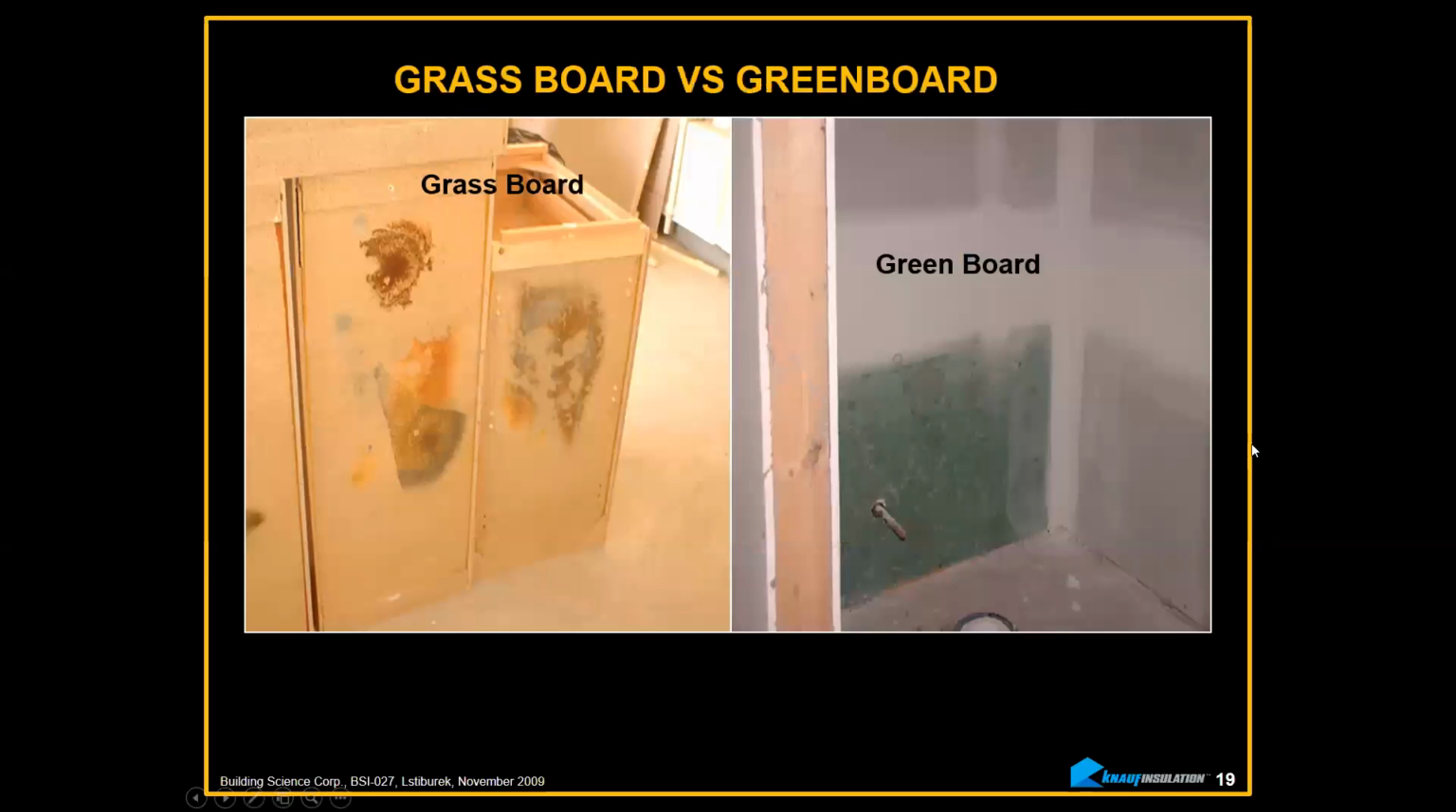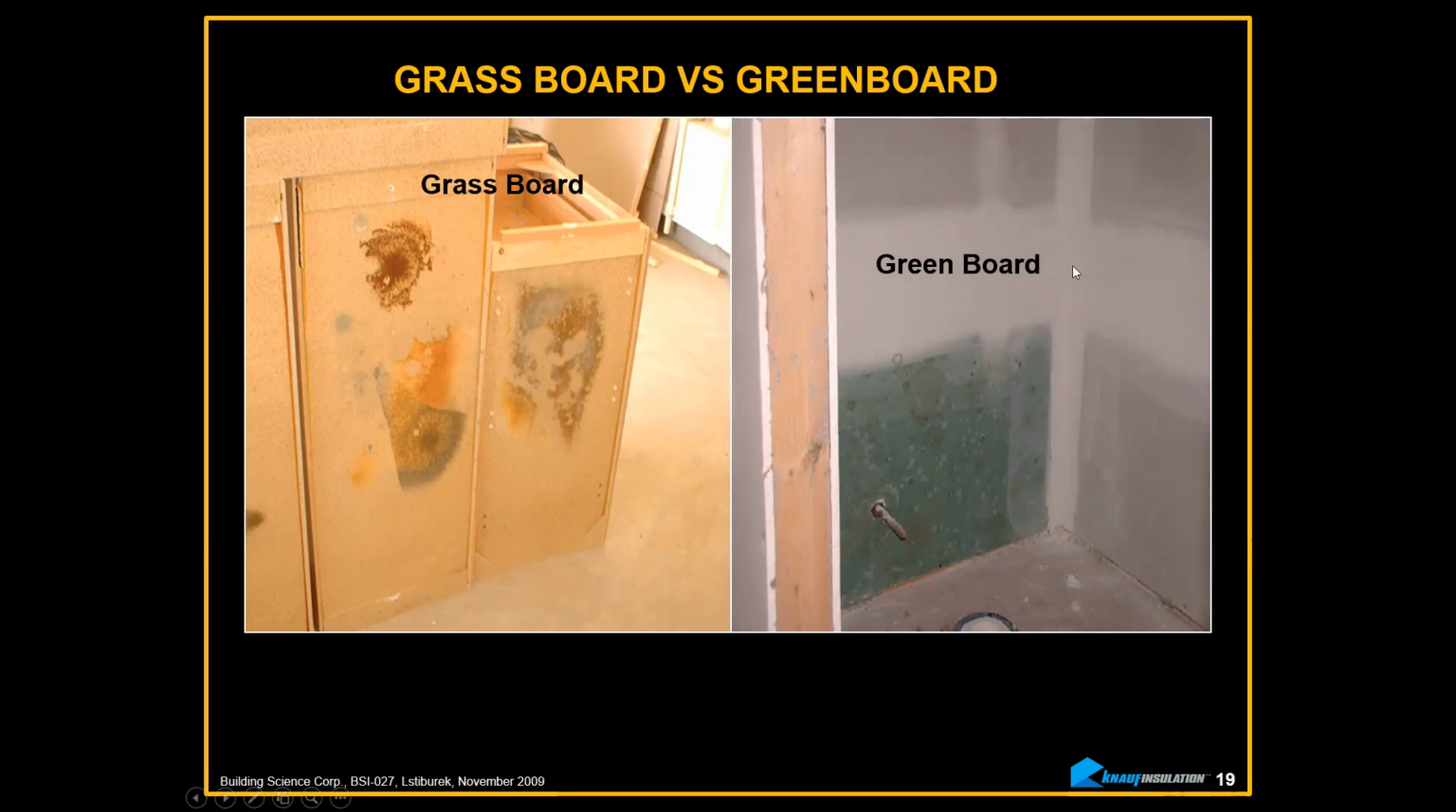So that's what's going on. Now obviously this one's behind a toilet, and this one was a kitchen cabinet up against the wall. So, understand the grass board is not so dense fiberboard, or it's like a fiberboard, highly porous, made out of wood, very absorbent.